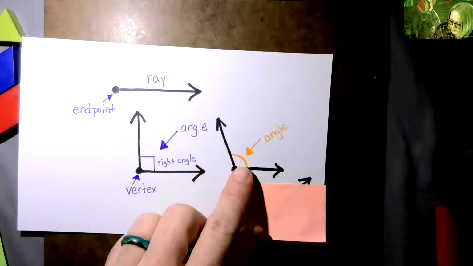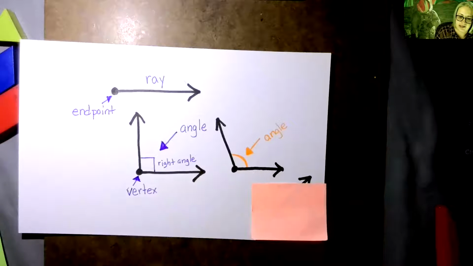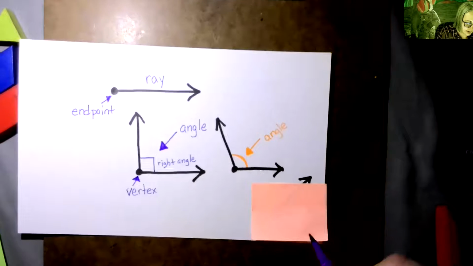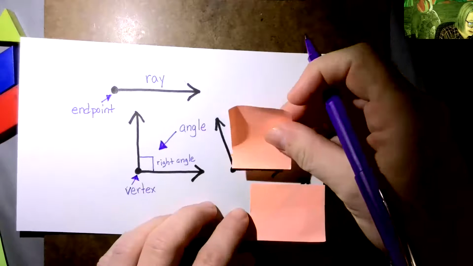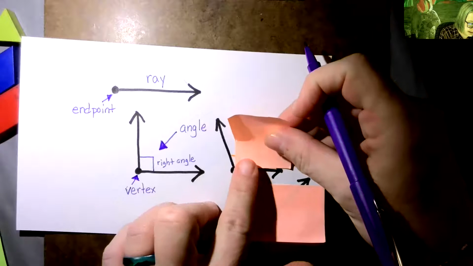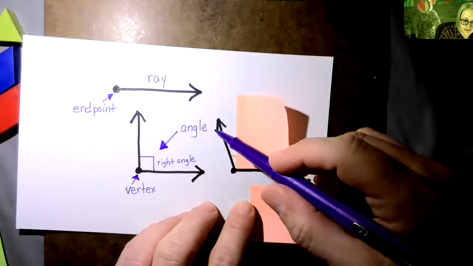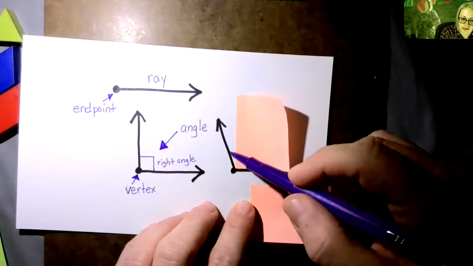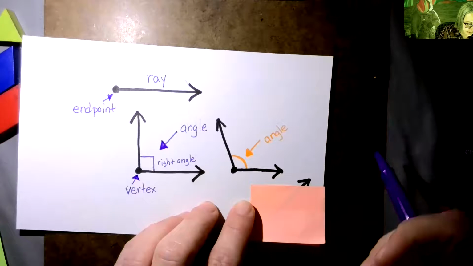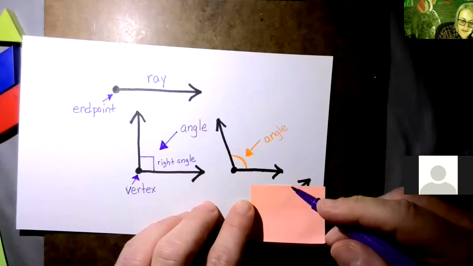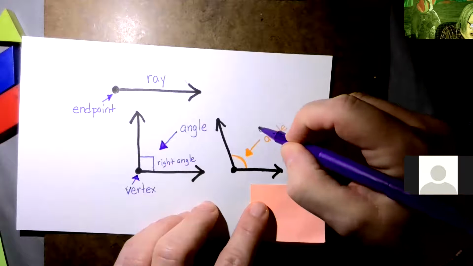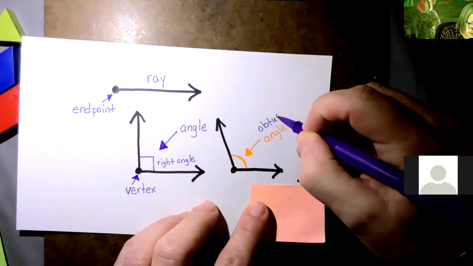Can somebody tell me what do I need to put in there to say what kind of angle this one is? Remember, if I were to put a piece of paper in there and line it along one of the sides, that one goes past what a right angle would be. So what kind of angle do I need to label this one? Obtuse. It's a big, wide, obtuse angle.